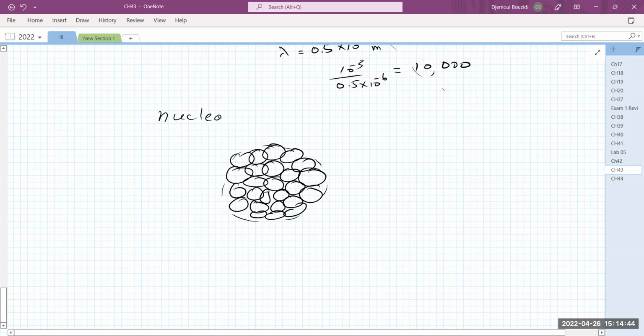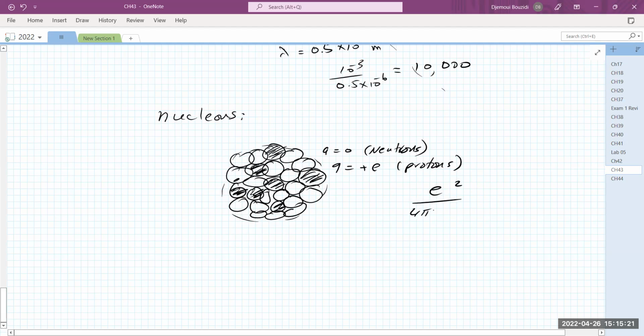Nucleons stands for both protons and neutrons. Some of them are positively charged, and some of them are neutral. Some of them have Q equals 0, namely the neutrons, and some of them have Q equals positive e, and those are the protons. The protons are very close to one another, and they experience the Coulomb force, which is given by e squared over 4 pi epsilon naught times the distance between them squared. Yes, that's the force, but I'm looking at the energy. So the energy is e squared over 4 pi epsilon naught times r.